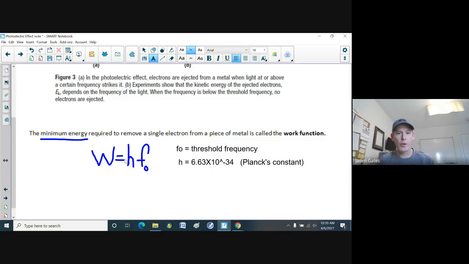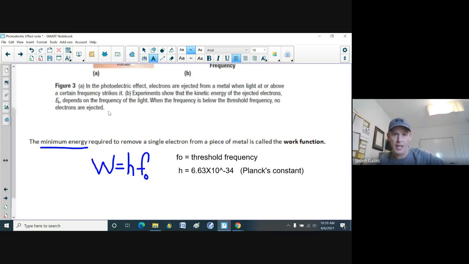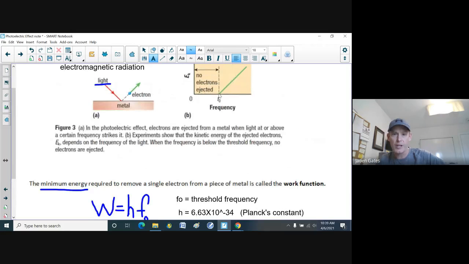But each metal has a different threshold frequency. So again, that f naught here depends on the metal we're talking about. And that's the amount of energy that you need to have the photoelectric effect. Because if you don't have that frequency, it's not going to happen until you hit it.